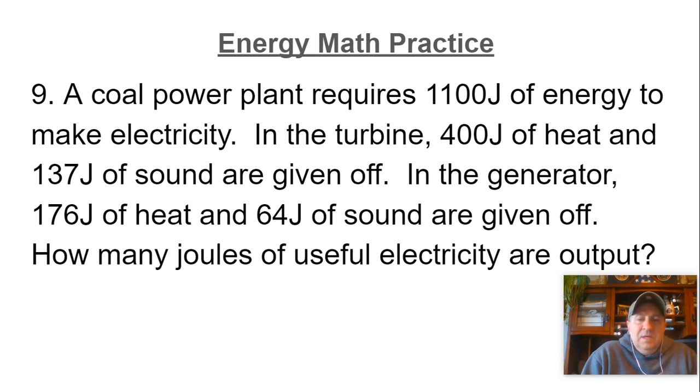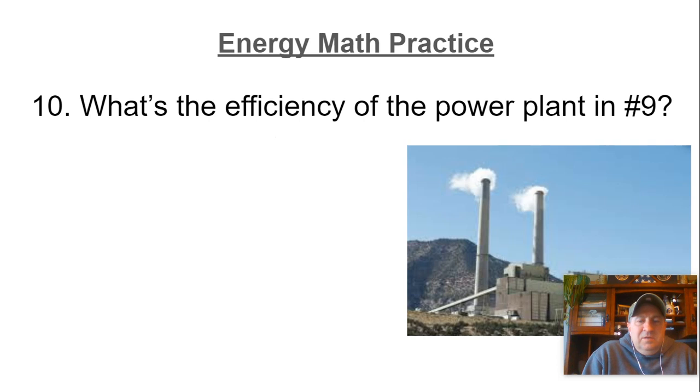So 1,100 joules going in, you're going to subtract all that wasted energy, and whatever's left should be your electrical output. And then, of course, number 10, what is the efficiency of the power plant in number 9? So you're going to use total energy input as the denominator on the bottom. Your numerator is going to be what you solve for in number 9, the amount of useful energy, the electricity output of that power plant. Let's go ahead and solve that. And when you're done with 9 and 10, you have finished all of them, and I'm going to show you the answer key next. Pause here, do the problem before you go on to the answer key.